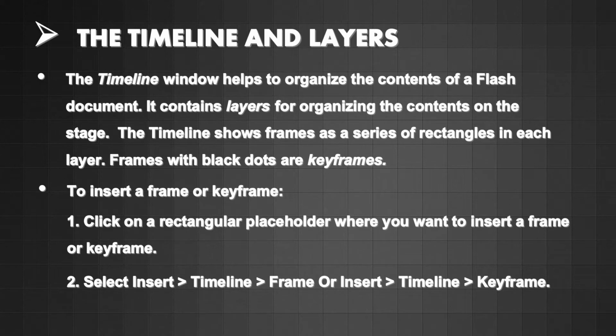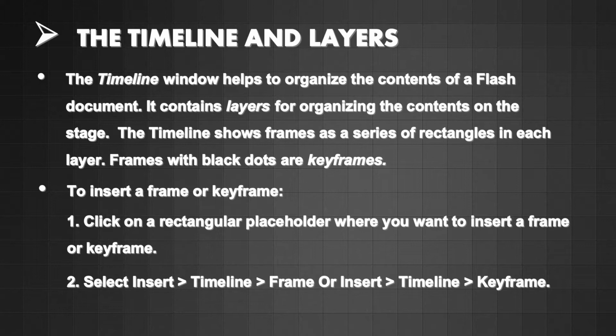The timeline and layers. The timeline window helps us to organize the contents of a Flash document. It also contains layers for organizing the contents on the stage. Figure 8.1 shows the main elements of the timeline. The timeline shows frames as a series of rectangles in each layer. Every fifth frame has the frame number. Frames with black dots are called keyframes.